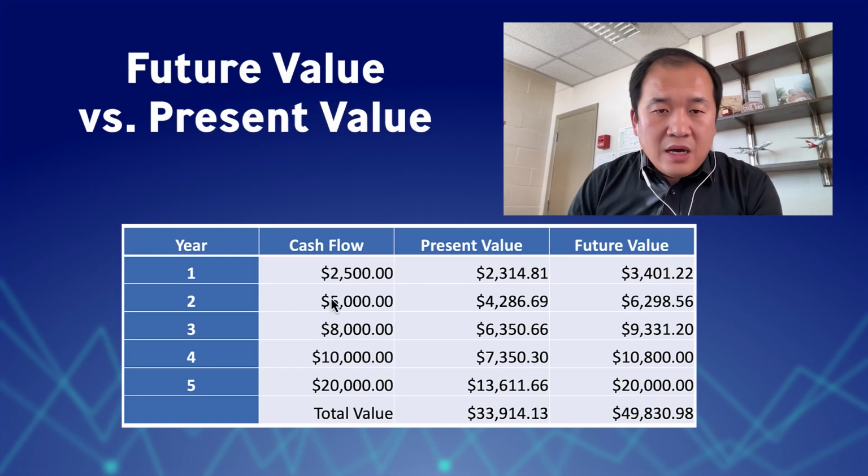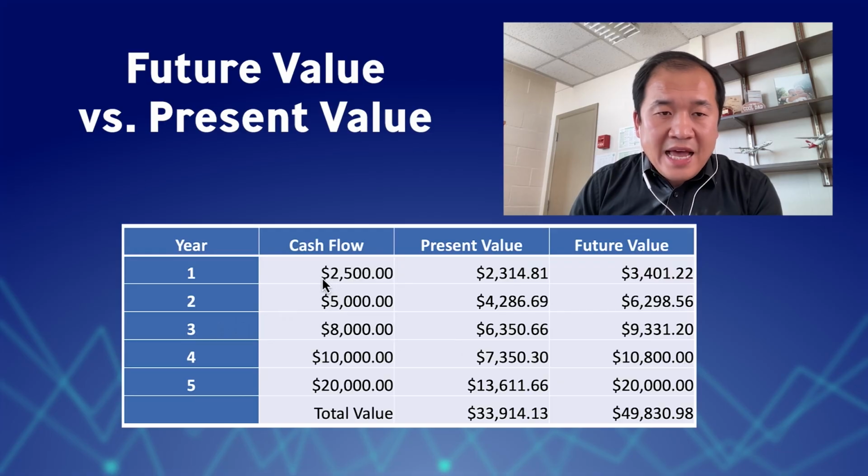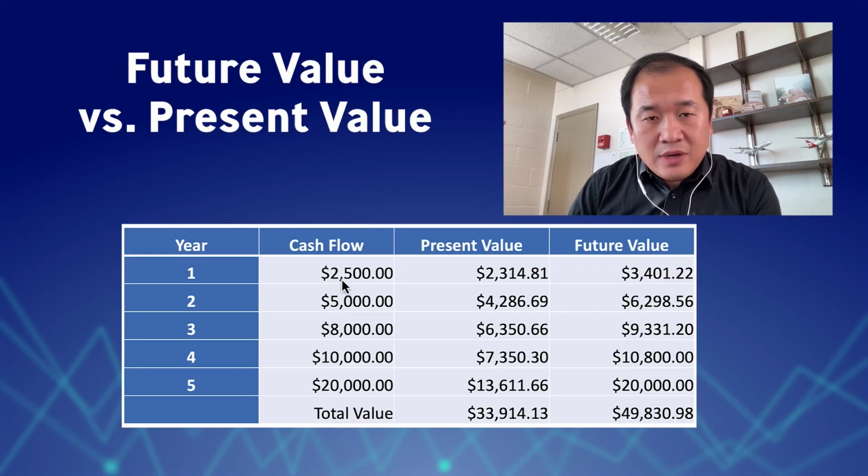In year one, at the end of year one, the cash flow you receive is $2,500. To convert it into the beginning of year one, the calculation is very simple. You just need to use 2,500 divided by 1.08. You will receive 2,314.81. That's the present value of $2,500 at the end of year one.